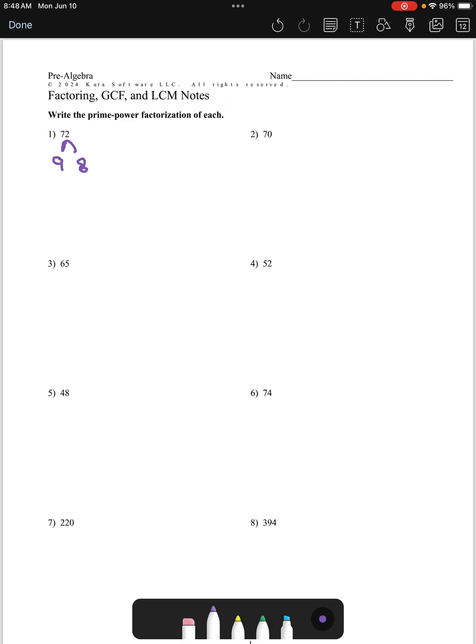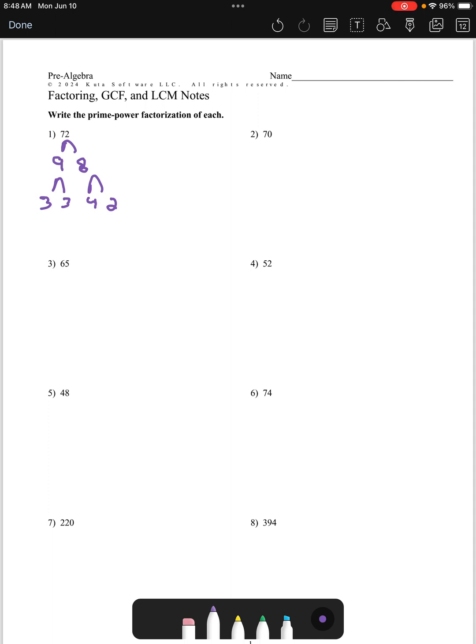Now we can use any multiplication fact we know that makes 72. I happen to like 9 times 8. The question then becomes, do you know any multiplication facts that make 9? And if you do, then we have to break it down further. Now we do know that 9 is 3 times 3. With 8, we know 8 is 4 times 2, so we are required to break it apart. So now we have 3, 3, 4, and 2.